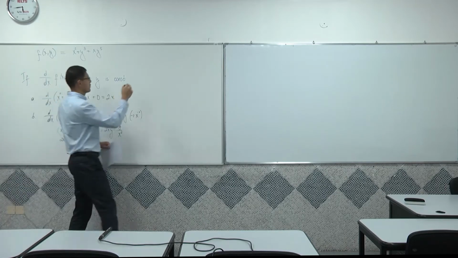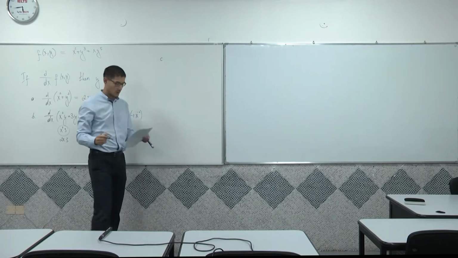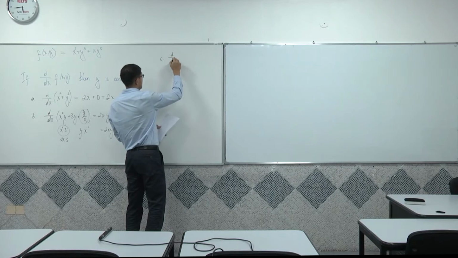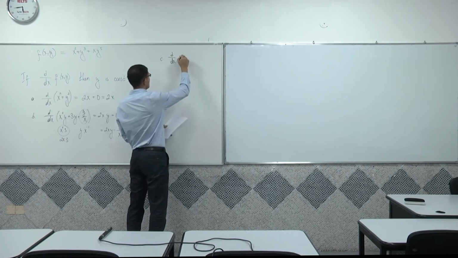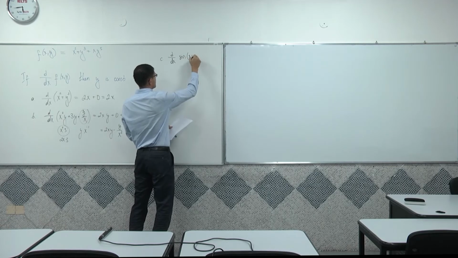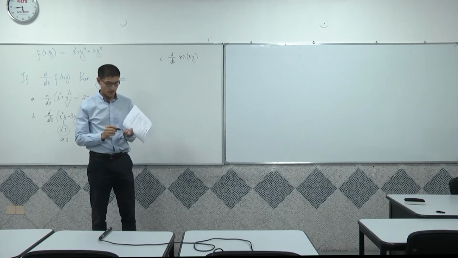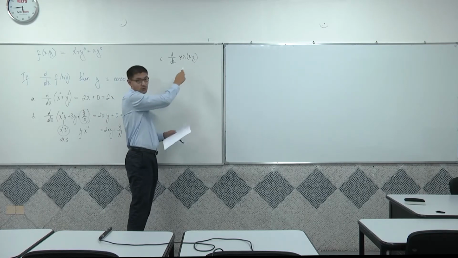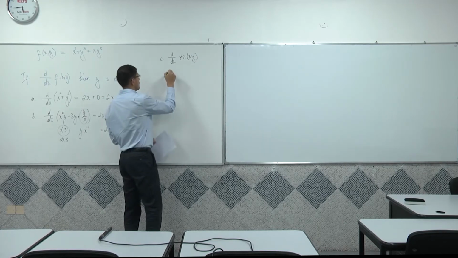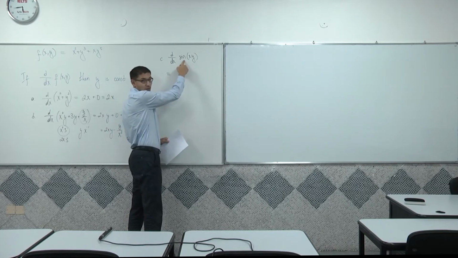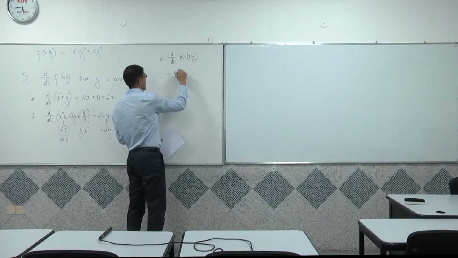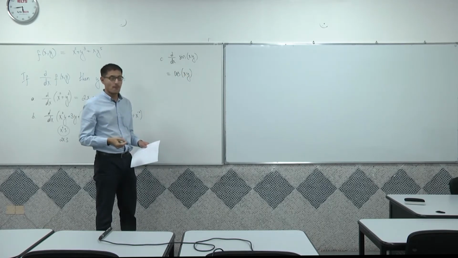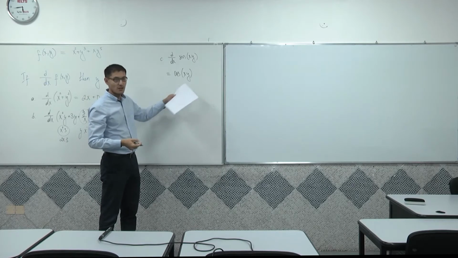Let's try maybe one more example. What would be the derivative of sine of xy? All right. Here we will use chain rule. So remember the chain rule. First, you take the derivative of the outside function. And then you have to multiply by the derivative of the inside function.